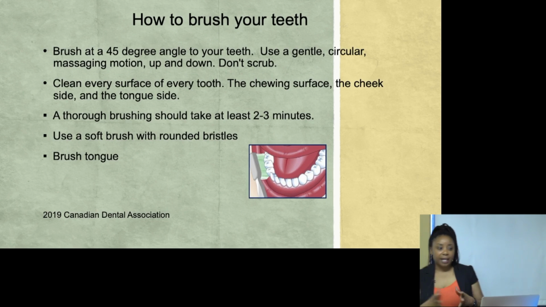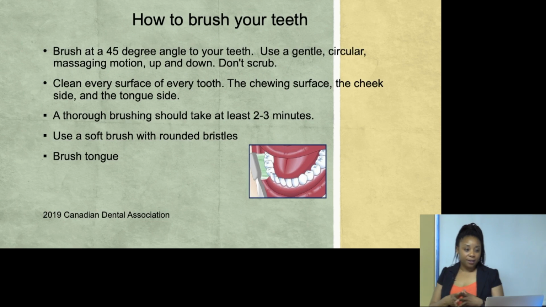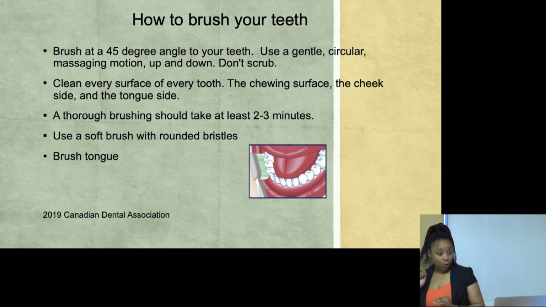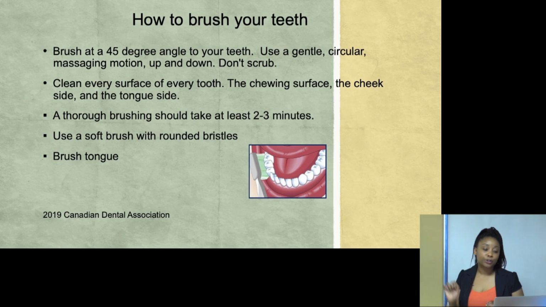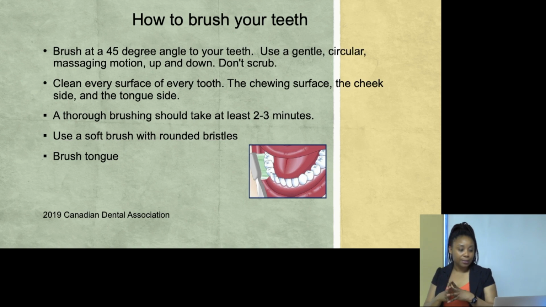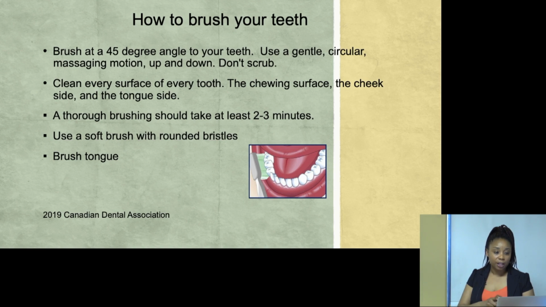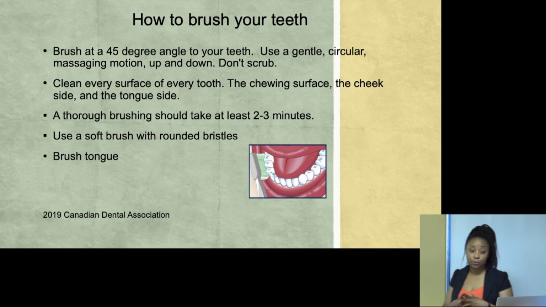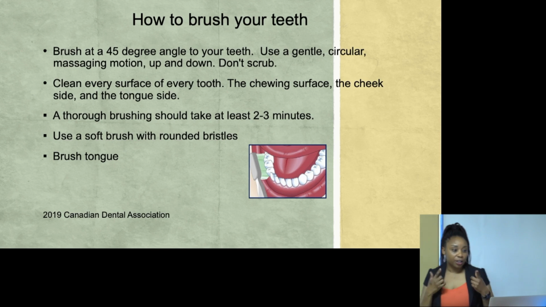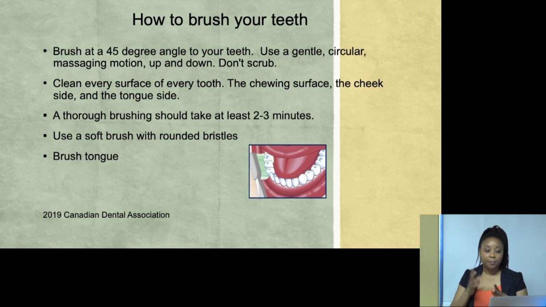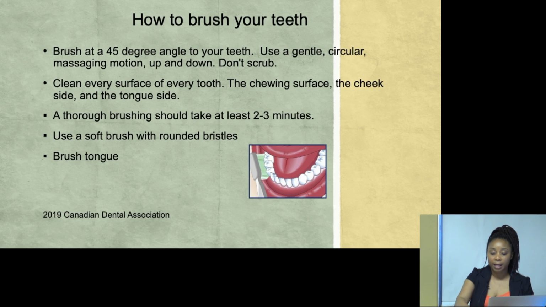Just general guidelines: we should be brushing at a 45-degree angle to our teeth in nice, gentle circular motions. We should be using a soft brush with rounded bristles, and good brushing should be done on every surface of the tooth: the chewing surface, the cheek side, the tongue side. And really, we should be spending 2 to 3 minutes performing our oral hygiene.